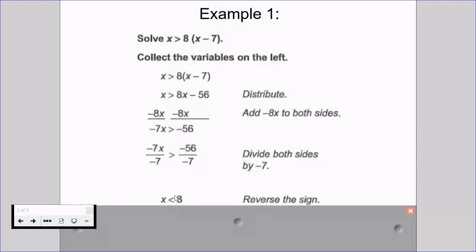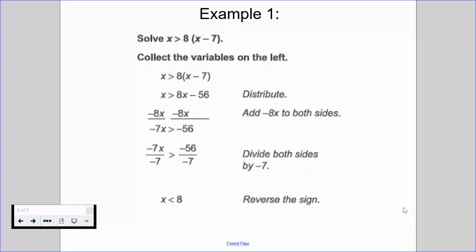So we have x is less than 8, and we have our variable first, our inequality sign, and then our constant, or the number that we are comparing it to. So this is in that proper form. We always want to have our variable first, because it's going to be a heck of a lot easier for us to graph it and to analyze when we get more complicated inequality results.